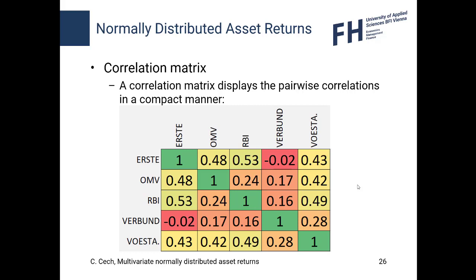So for asset managers, as I have said, low correlations are interesting. We can see that the correlation of Verbund with the other 4 assets seems to be comparably low, which makes Verbund from the risk diversification perspective an interesting candidate to add to your portfolio.